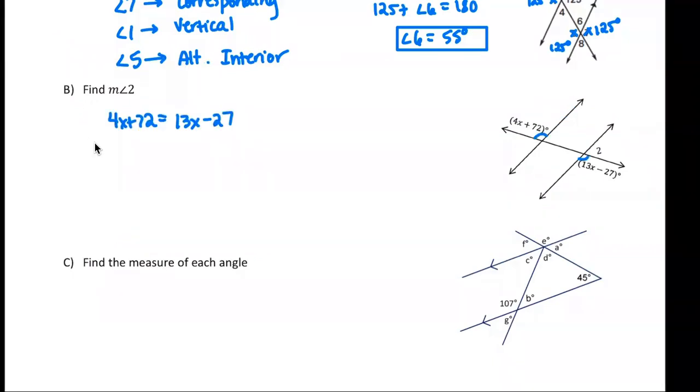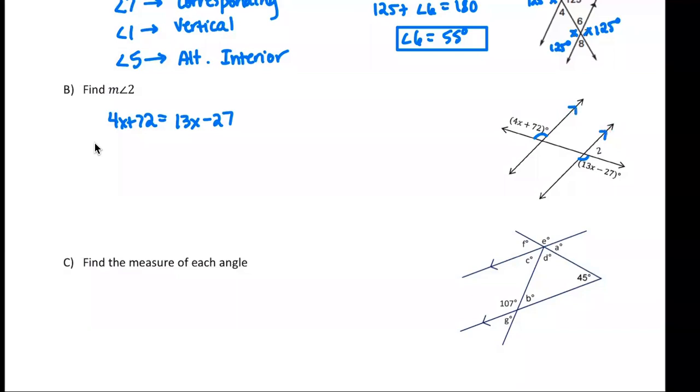Now, let's see what we got here. We know no information about angle 2 to start, but we do have a lot of other information that's pretty helpful. The fact that we have these two parallel lines here. Now, that's actually something that I really should have mentioned.